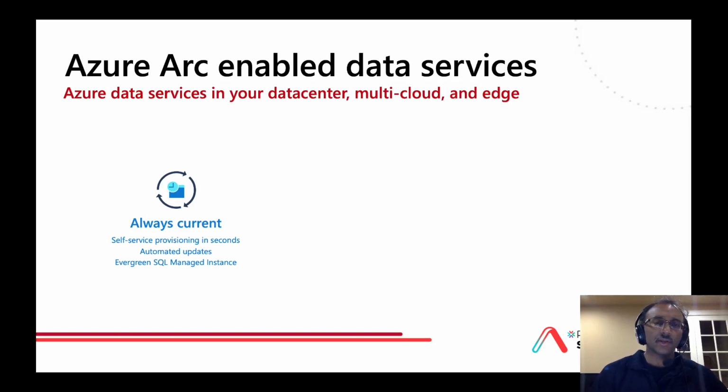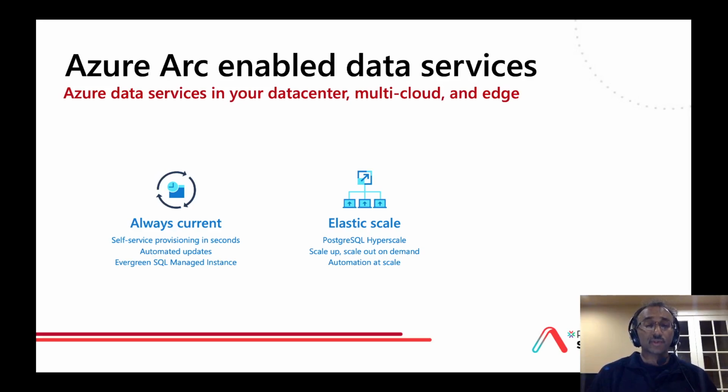So the first one, essentially we bring the data services from Azure to your environment, to your Kubernetes cluster. One of the key principles is how do you keep this always current, right? This is one of the cloud innovations that we bring with the Azure Arc enabled data services. So these are always in the latest version. We call this the evergreen SQL instance. So the updates are automated. The self-provisioning can happen in seconds and minutes, depending on your environment. And this is something which you can take advantage of, right?